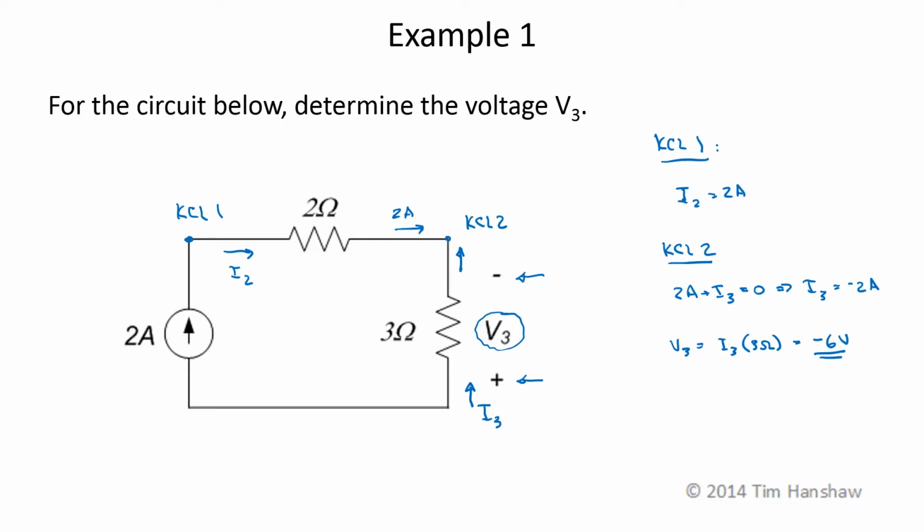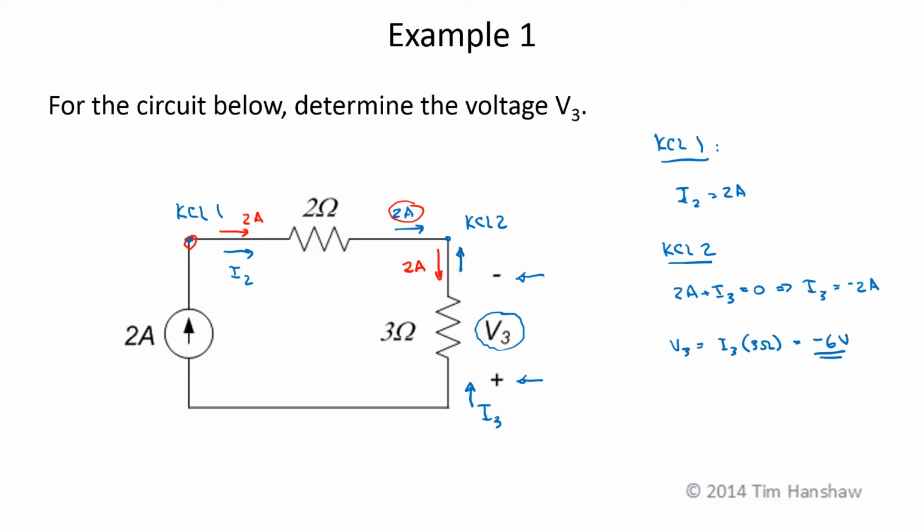Now, this isn't the only way we can do this problem. Let's try something else. Suppose we still do KCL up here, but we say the sum of the currents entering or leaving, and we can very obviously write that this is 2 amps. So this is still 2 amps. Now, if we define positive current going this direction, currents entering have to equal currents leaving, so this is 2 amps.